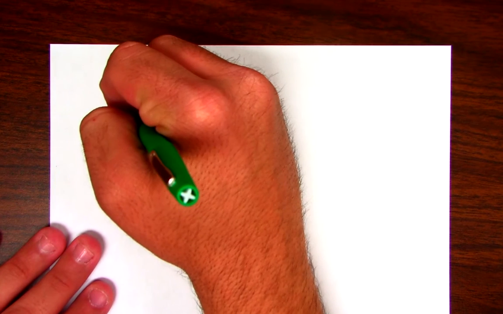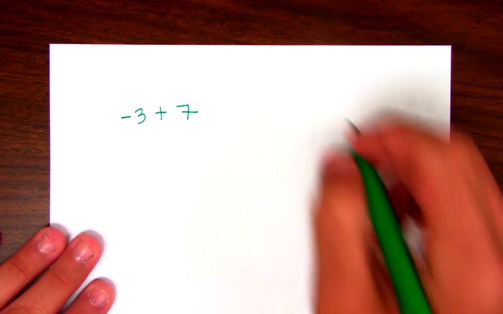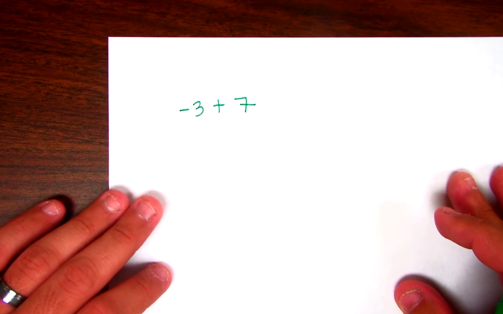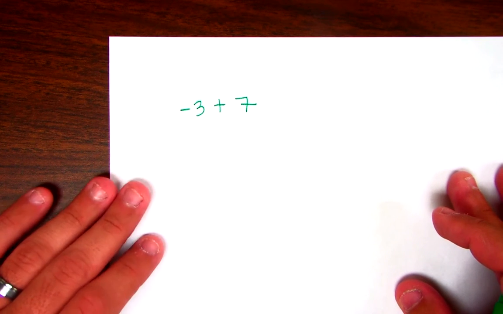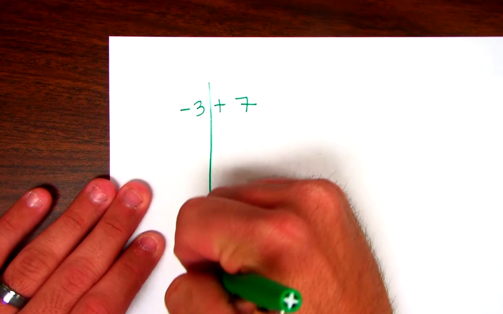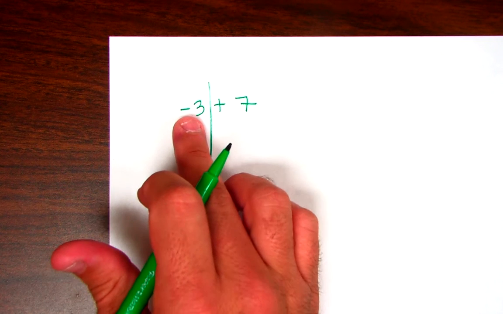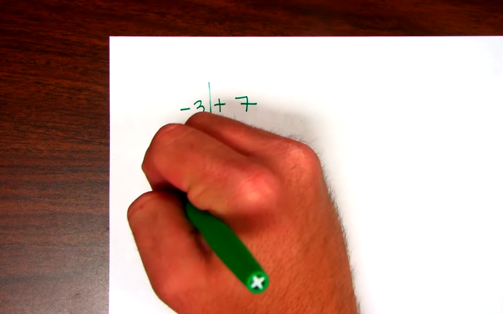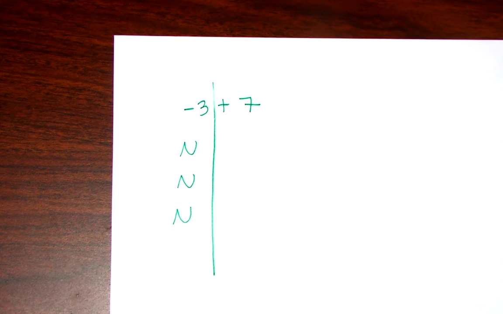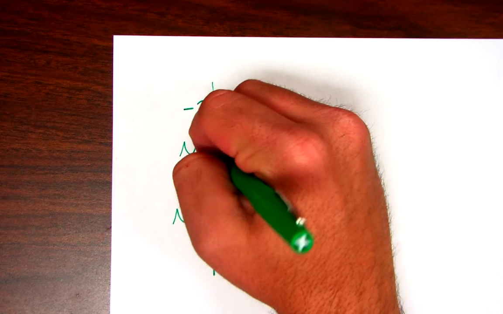What would be a good one here? How about this? How about -3 plus 7? Well, again, separate out each term. Okay. On the left side, we have 3 people with negative attitudes. 1, 2, 3. But then I have 7 people with positive attitudes. A lot of positive people here.